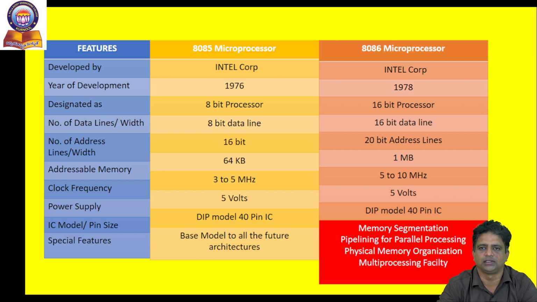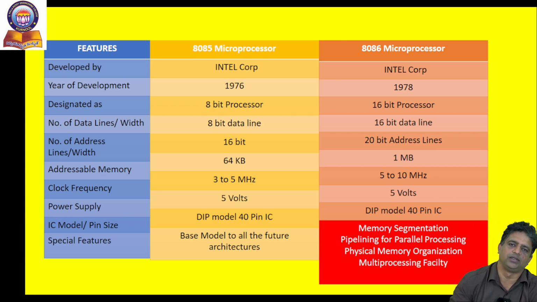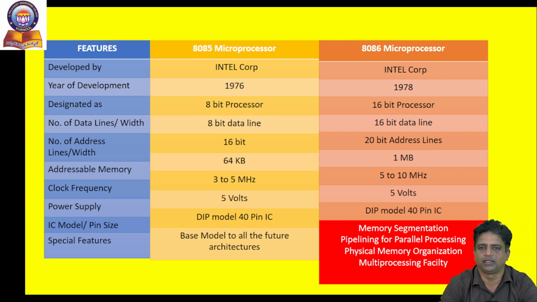The frequency is also enhanced from 3 to 5 megahertz, and now it is 5 to 10 megahertz in 8086. But we see a similarity: both consume the same power, a 5 volt VCC supply. This could be a plus point for 8086, like using a similar voltage and similar power supply, it is giving high-end performance compared to the 8085 microprocessor.